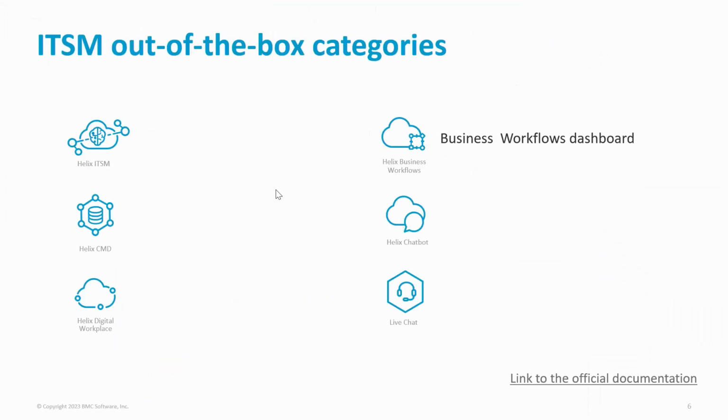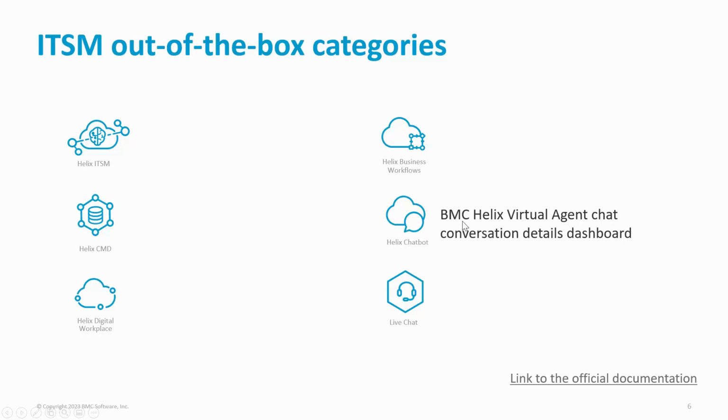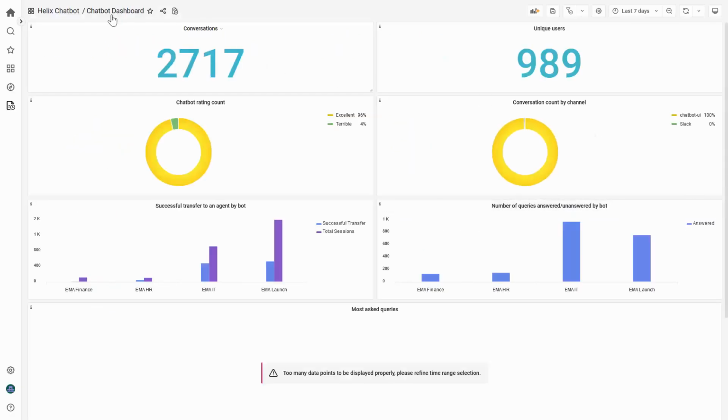Now for the next category, we have the Helix chatbot. The documentation, you'll find it as BMC Helix Virtual Agent Chat Conversation Details Dashboard, but the real name is just Chatbot Dashboard. Let me go to one of the environments. As you can see in here, it's Chatbot Dashboard. This dashboard doesn't have any variables, and it only depends on the date range that we provide in here.